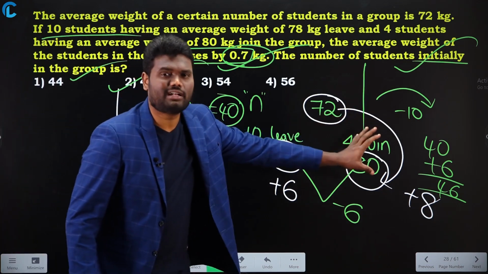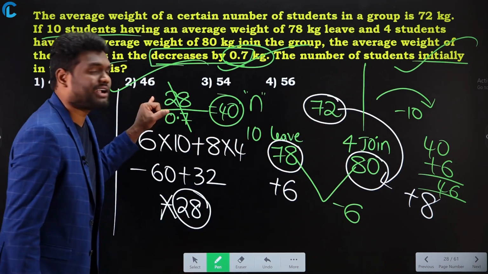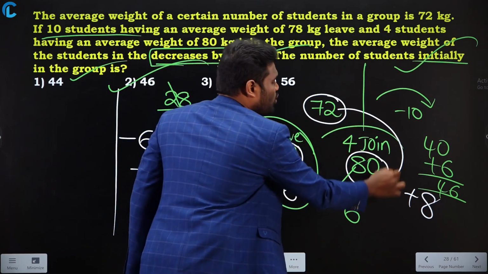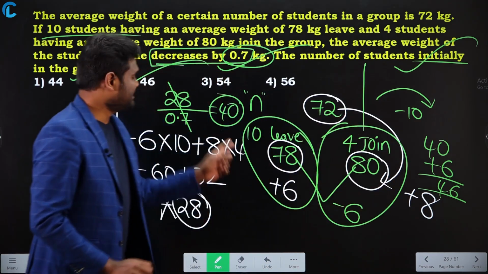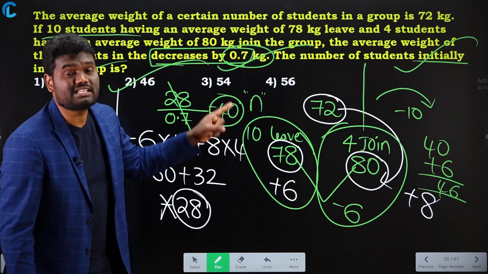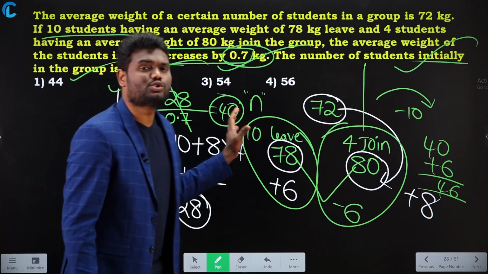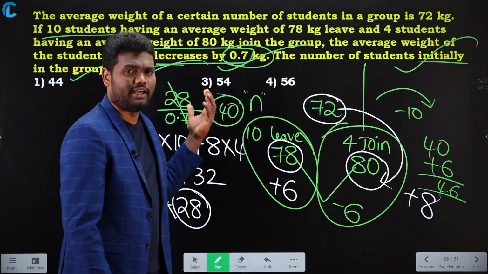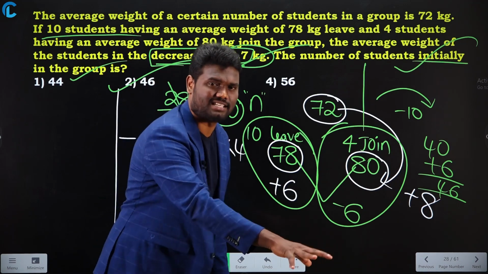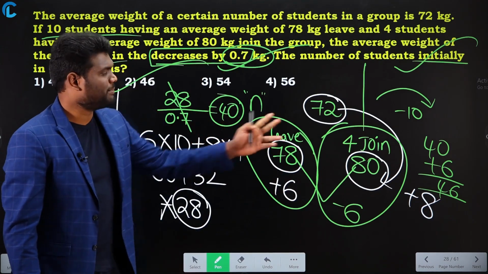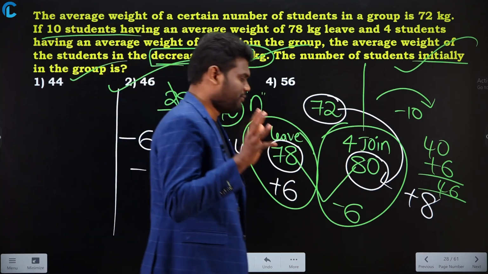Okay, is this point clear with everyone? Now I got a 28 difference after 10 students leaving and 4 students joining. Then it is 40. Now the question is how many persons are there initially? 10 students left and 4 students joined, which means I am getting 6 students less, but initially there are 6 students more. That is the reason you need to add that 6. 40 plus 6, you can say the answer is 46.